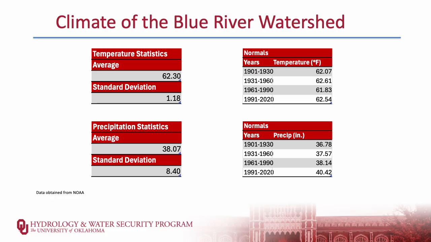And then next we have the average accumulated precipitation. The average for every year was 38.07 with a standard deviation of 8.40. And if we look at the normals, we can see that the amount of precipitation has gone up with every section of normals. So from 1901 to 1930, the average accumulated precipitation was 36.78 inches, and that has worked its way up to 40.42 in 1991 to 2020.